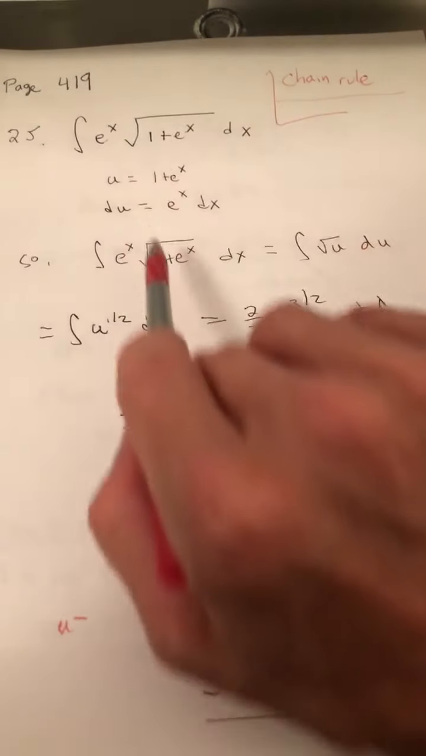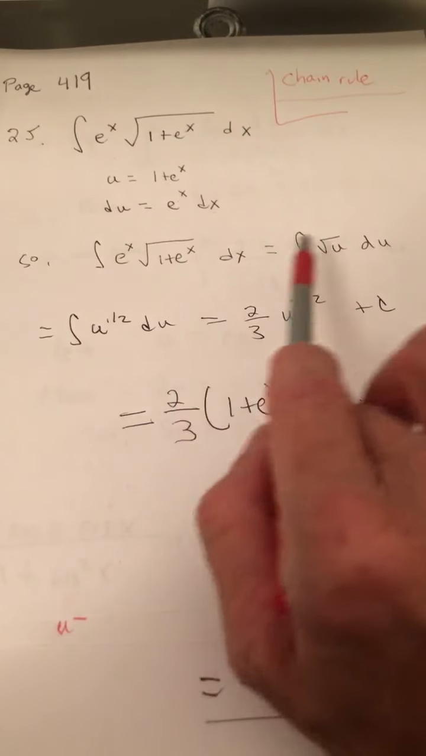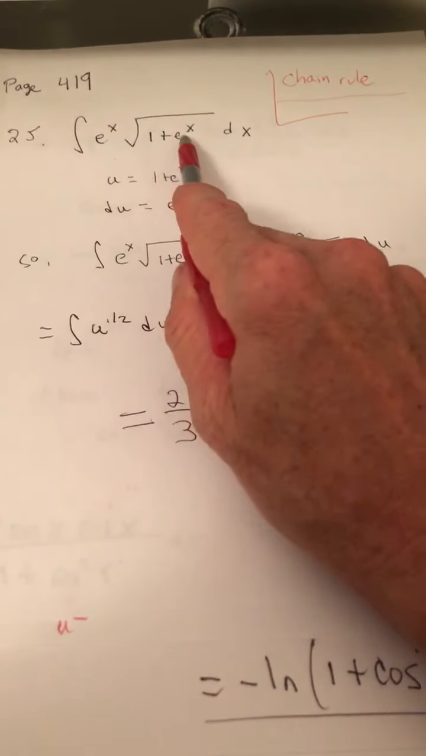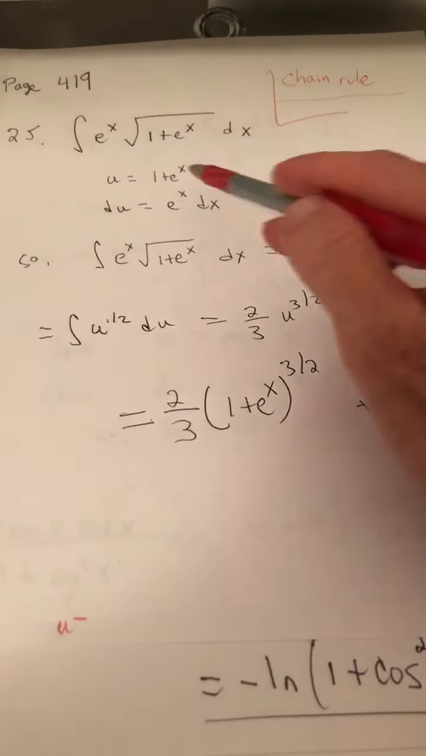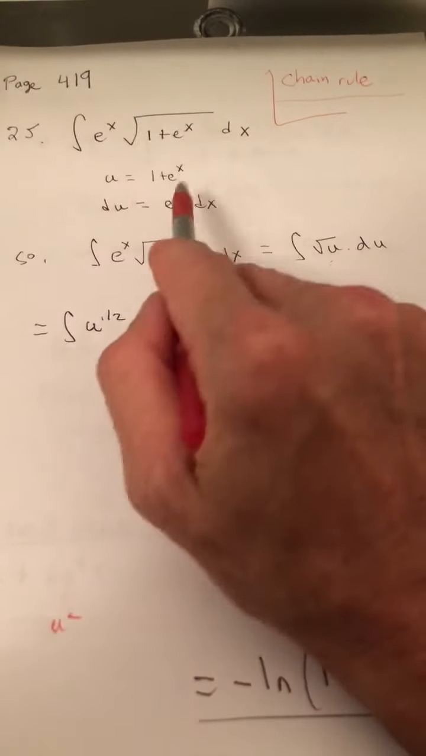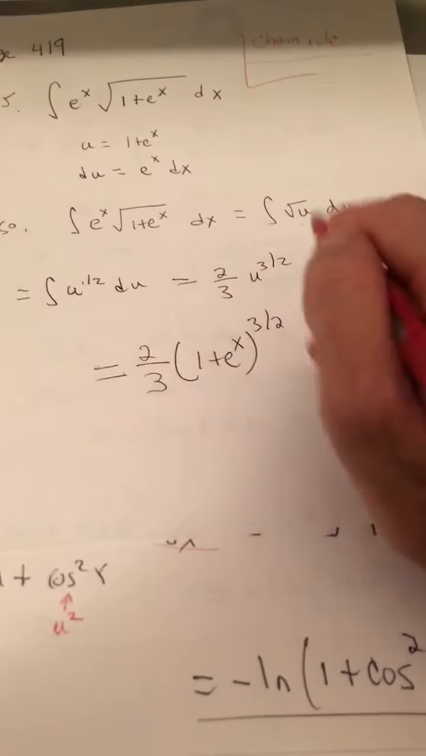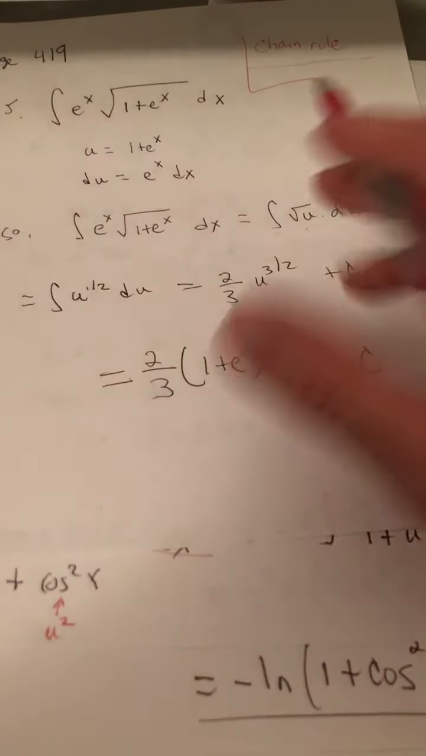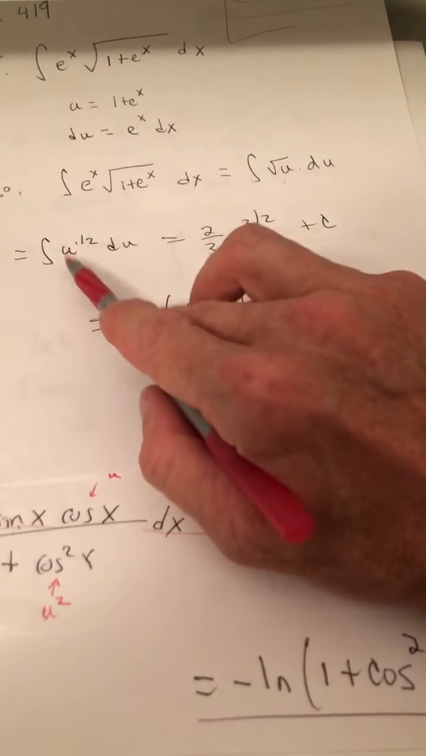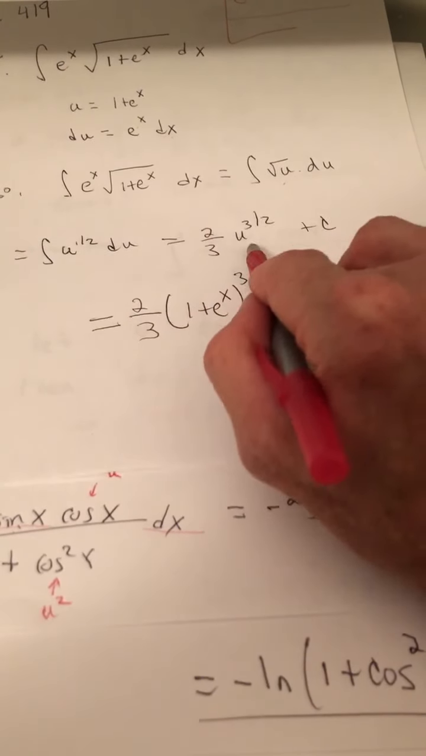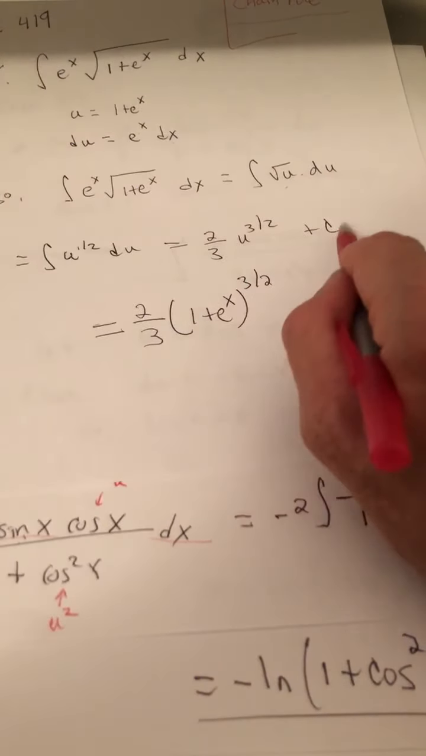So what happens is this integral becomes that integral. Why is that? Well, 1 plus e to the x, that's u, so I now have the square root of u, but this e to the x dx becomes du. Now, of course, the square root of u is the same thing as u to the 1/2. Now we use the power rule, so the antiderivative of u to the 1/2 is 2/3 u to the 3/2 plus an arbitrary constant.